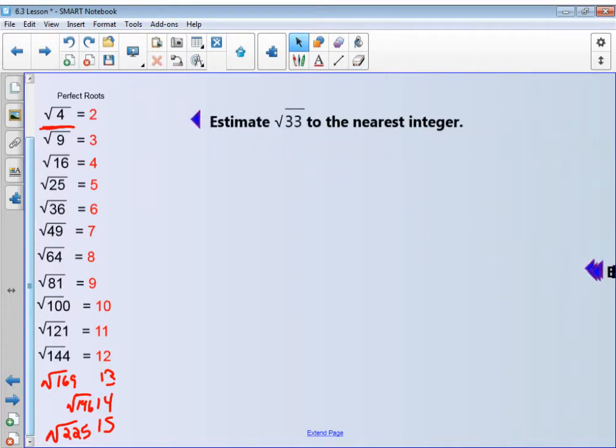Okay, so I want you guys to try this one. Estimate the square root of 33 to the nearest integer. So the square root of 33. Go ahead and pause your video. Find, first of all, what two integers it would fall between, and then identify which one it's closest to.